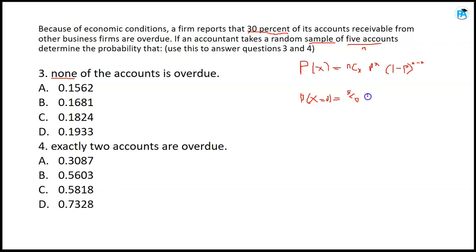then times P. So what will be our P? Our P will be this 30%. Convert it to decimal. Press 30 over 100. It gives you 0.3. Okay, or 3 over 10. So you fix 0.3 there.